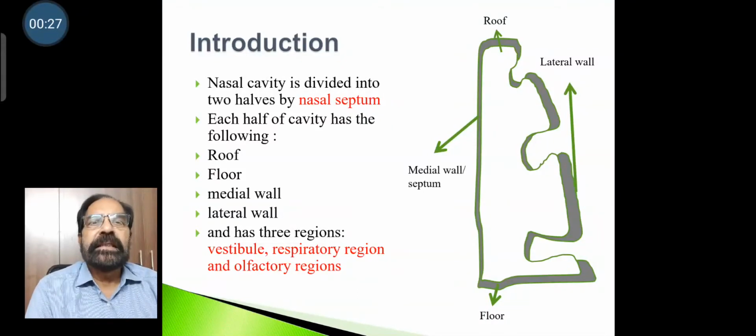So in the picture you can see the nasal cavity is divided into two halves by nasal septum. Each half of nasal cavity has the following: a roof, a floor, a medial wall and lateral wall. And it has three regions starting from below upwards. The outside, that is called vestibule. Then there is respiratory region, and on the top there is olfactory region.